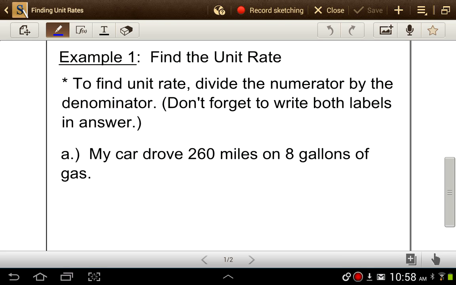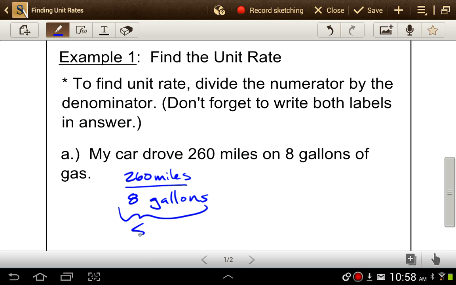So what I'm going to do is divide my miles divided by my gallons. 260 miles, you do have to show work on this, divided by 8 gallons. So this would be the work that you do have to show. Okay, so make sure that you write your work down. Now you take out your calculator and you divide 260 divided by 8. That's going to give you 32.5. So your answer is 32.5.